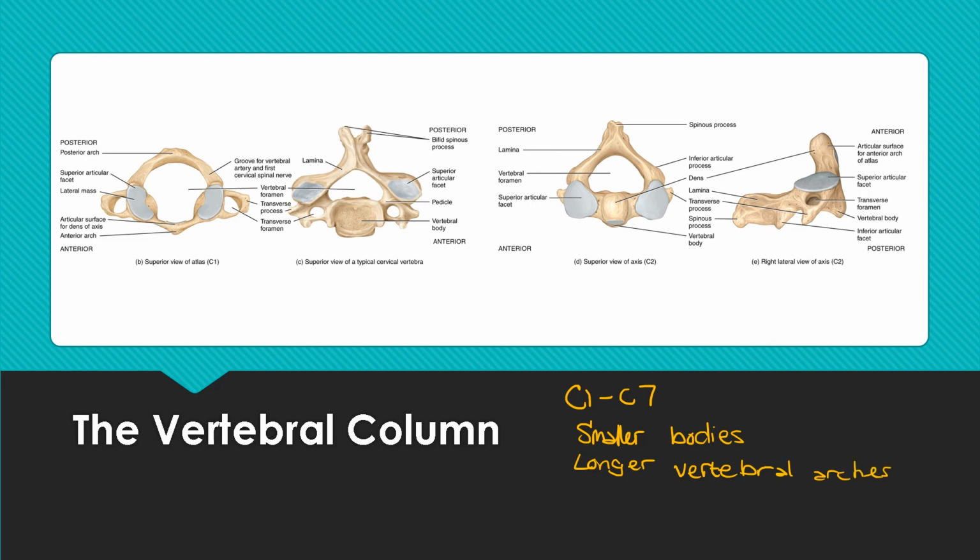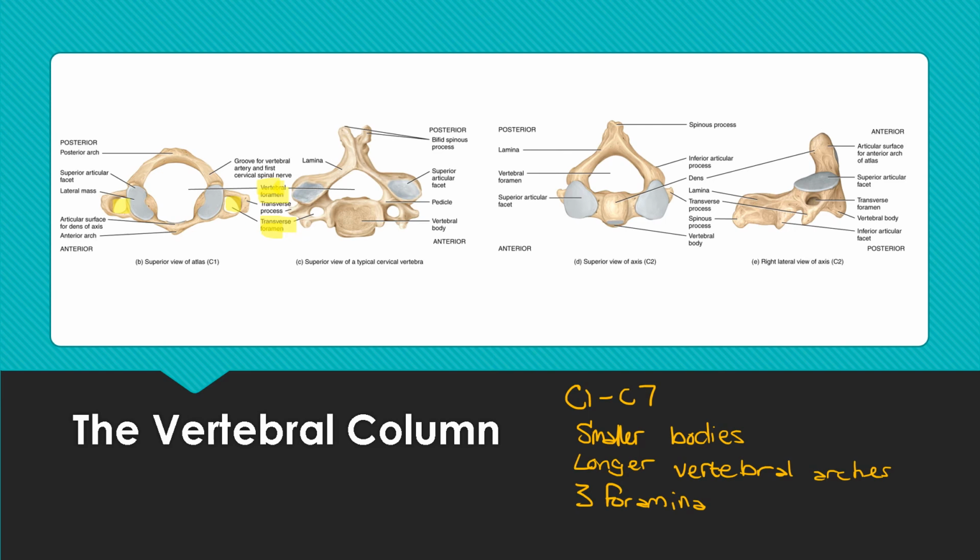Now all cervical vertebrae have 3 foramina. They have 1 vertebral foramen, and they also have 2 transverse foramina, 1 on either side here. These transverse foramina allow the passage of the vertebral artery and its accompanying vein and nerve fibers. So it allows for the arteries and veins and nerves from the skull to come down, or to go up rather.